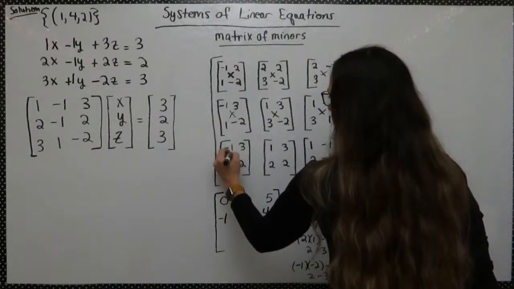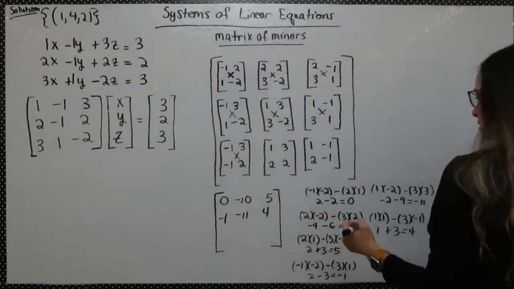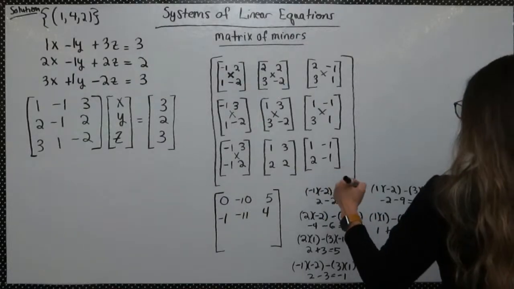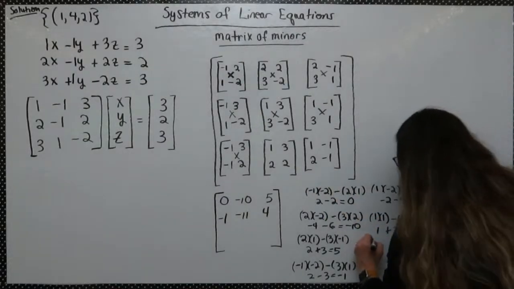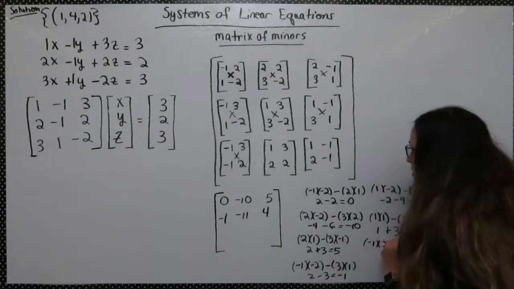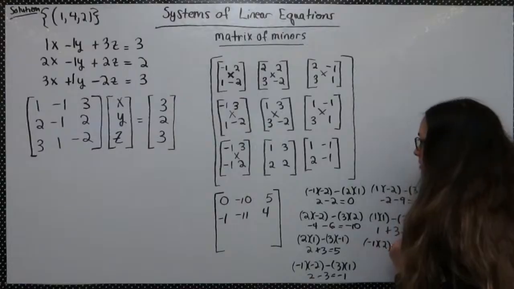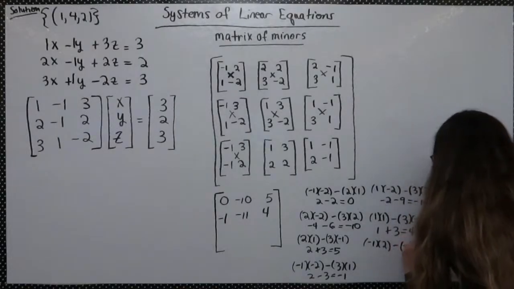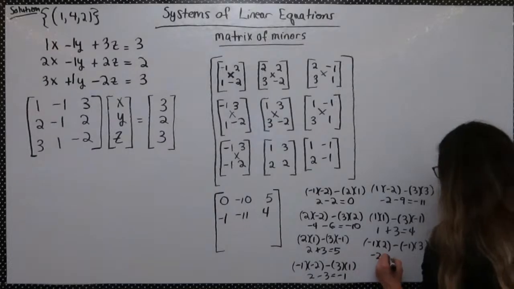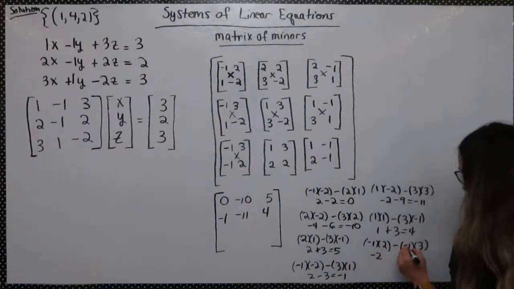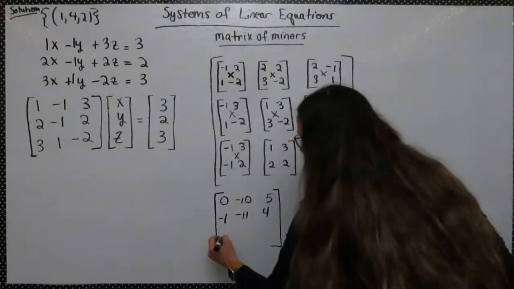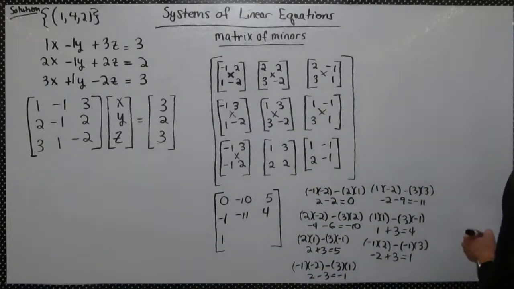We're here now. -1 times 2 minus -1 times 3. So that's going to give me -2, and then 2 negatives are going to make a +3. So that's going to give me 1. So this position is 1. And we've got a couple more.